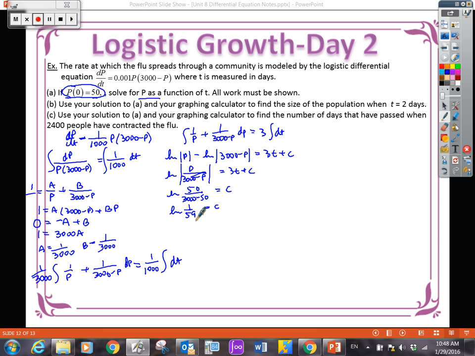So this process should seem familiar. We've done this before. It's got some crazy numbers. It's a bit algebra intense, but it shouldn't be anything unusual or strange. Are we okay? So if you recall, at this point I'm going to put this c back in. So I have natural log of p over 3000 minus p equals 3t plus natural log 1 over 59.